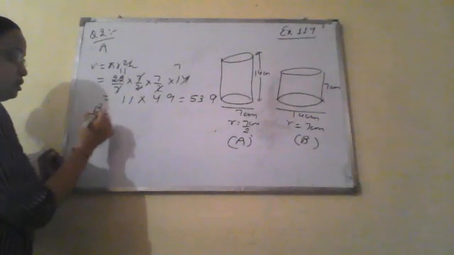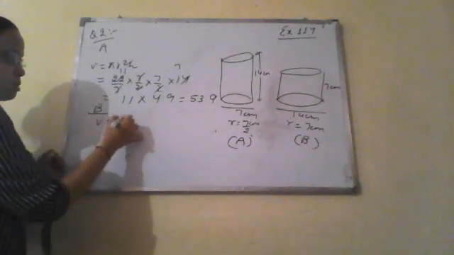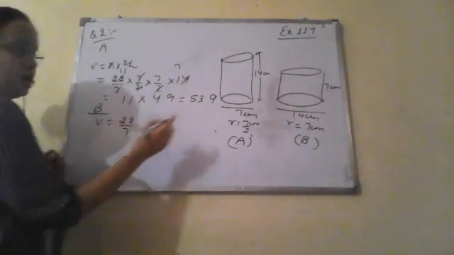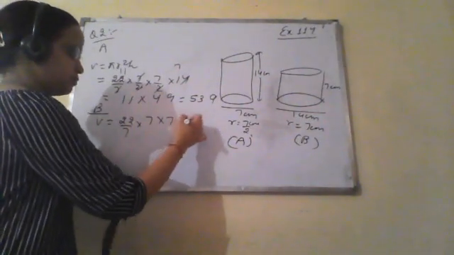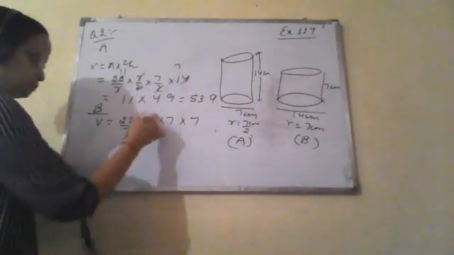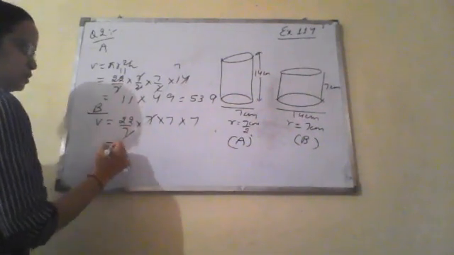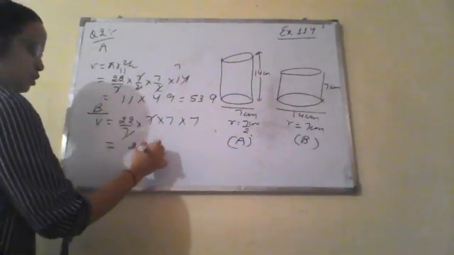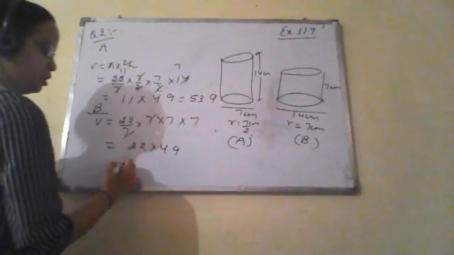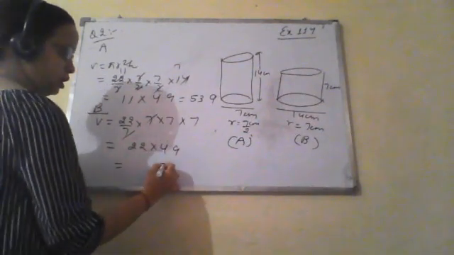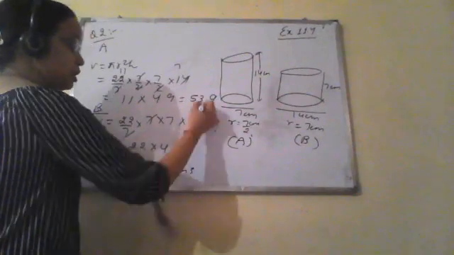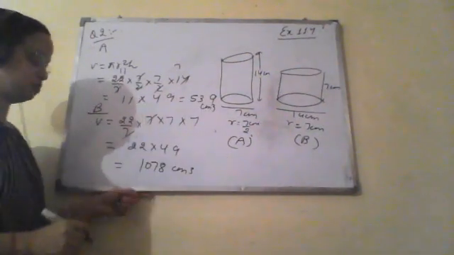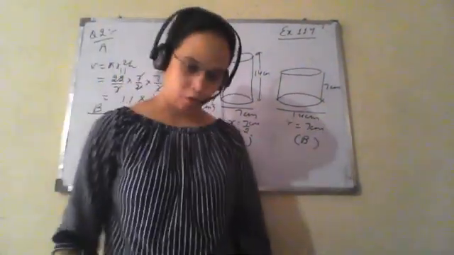For B, volume will be pi r square h. Pi is 22 by 7. R is 7, so that is 7 into 7 and it is again 7. So this is 22 into 49. So it will be 1078. So it is almost double the value. So figure B has greater volume.